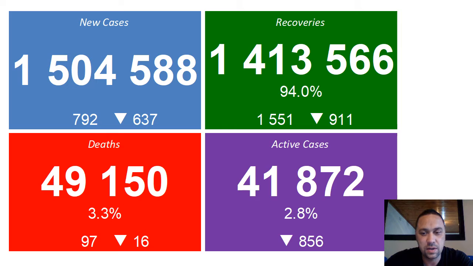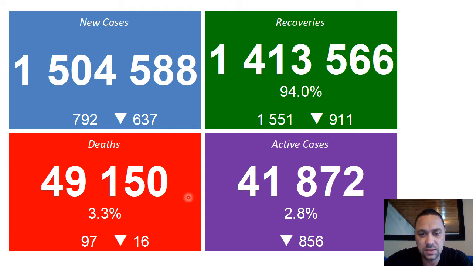792 new cases were reported, which is lower by 637 from the previous day. 1,551 recoveries were reported, which is 911 lower than the previous day. Total recovery rate is sitting at 94%. Unfortunately, we've had 49,150 deaths thus far, and yesterday we recorded an additional 97. That's a mortality rate of 3.3 since the beginning of the reporting.